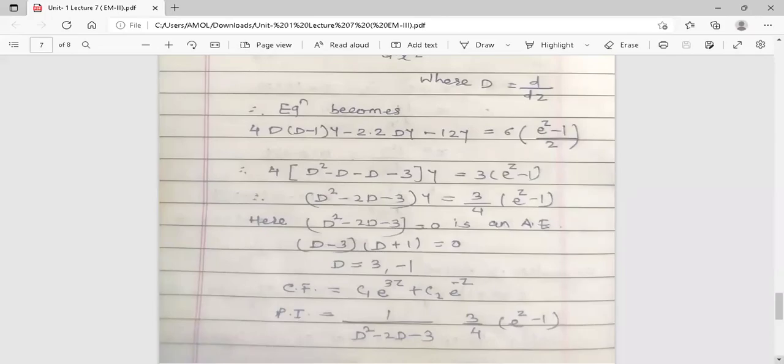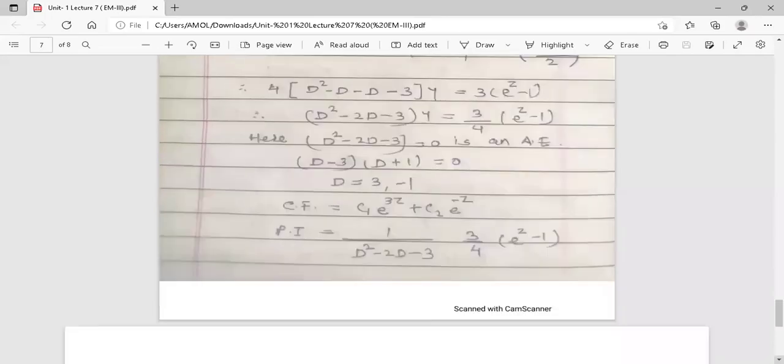These are the factors here. So the complementary function has two factors, both real numbers and both distinct. Distinct means different. So the complementary function is C1 e raised to 3z plus C2 e raised to minus z. Okay, so what is the particular integral?